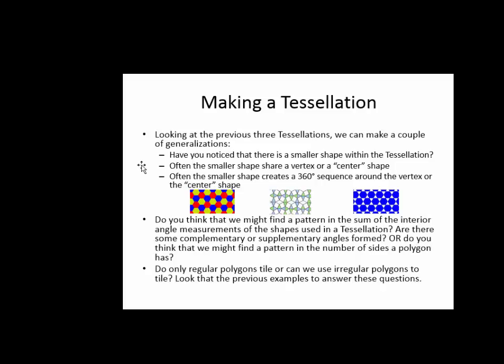Now, do you only think regular polygons can tile? Or can we use irregular polygons to tile? Okay, now, looking at the three previous samples of tessellation, which one of these uses irregular polygons? And do you think you can use any irregular polygon? Stop now and answer the question.